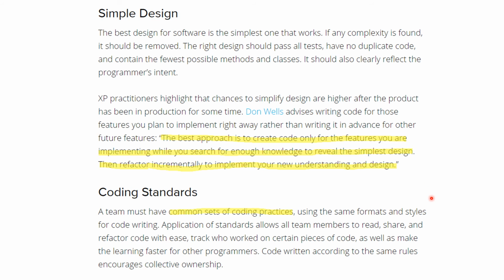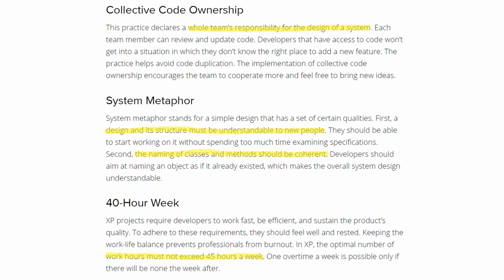Coding standards, a very, very important practice in XP. Your team must have a common set of coding practices. It was available even when we had waterfall as well, but it's very strictly followed in XP to have a common set of coding practices, right? Code written according to the same rules encourages collective ownership, using the same format, styles, and naming conventions of the methods and everything. A standard set of coding practices, right?